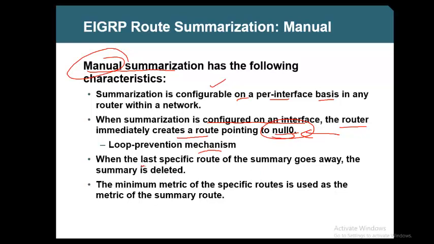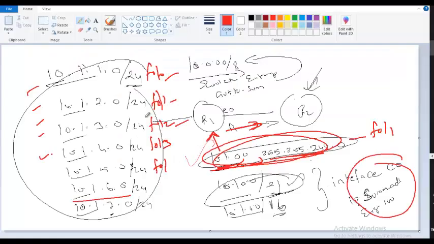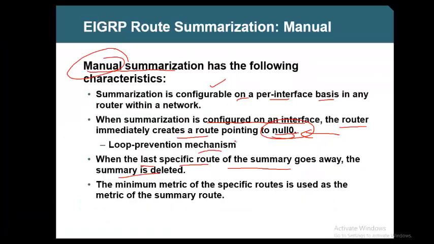When the last specific route of the summary goes away, only then the summary is deleted. I told you the summary route will first be created locally in the routing table. When will it stop being advertised? Only when all these go off. And the summary advertisement will also go off. The routing table entry pointing towards Null0 will also disappear.